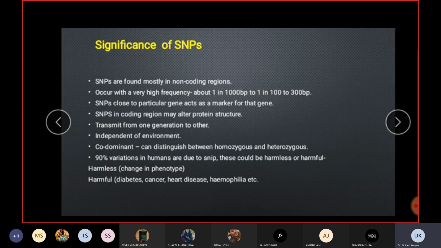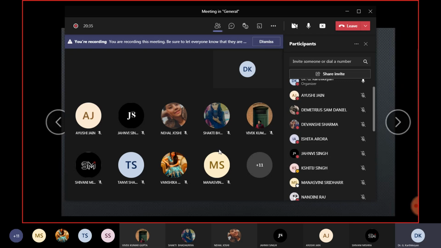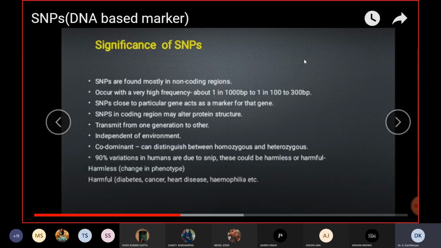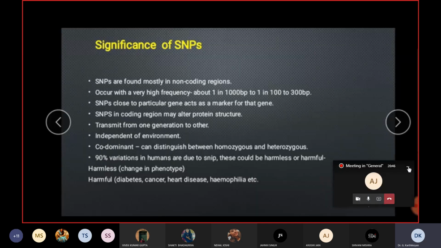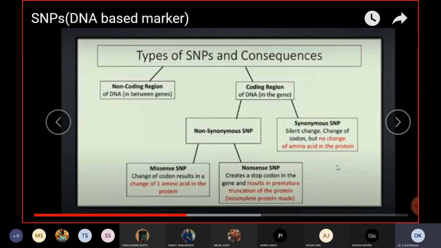They are codominant, that is, they distinguish between homozygous and heterozygous. 90% of variations in humans are due to SNPs. This could be harmless or harmful. Harmless in the sense of changing phenotype, and harmful in the sense of causing diabetes, cancer, heart disease, etc.